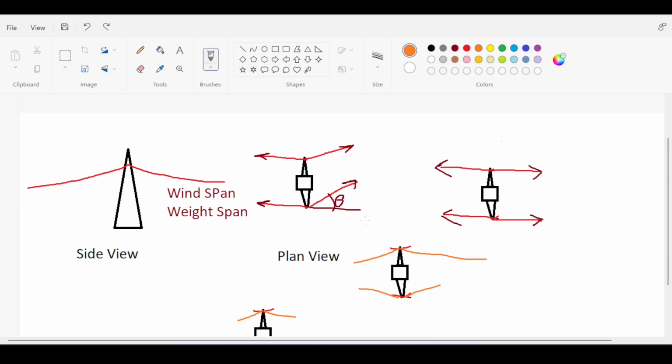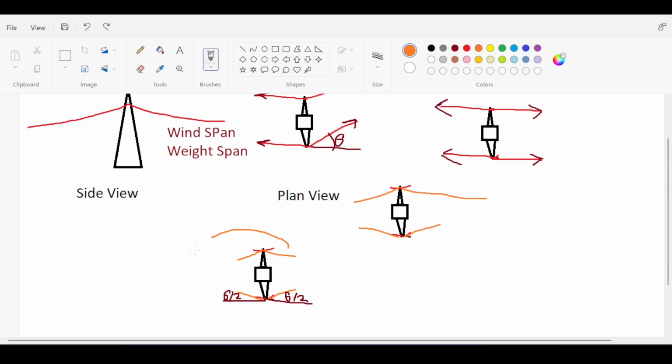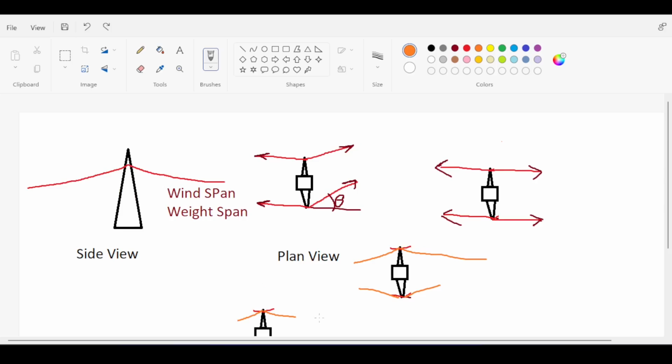Now, truth be told, the ASCE guidelines make an assumption, and quote unquote, it assumes that the structure is located on the perpendicular bisector of the line angle. So basically, you have half theta on the left and half theta on the right. This is important because the loads on the tower are going to be calculated and comprised from the following loads.